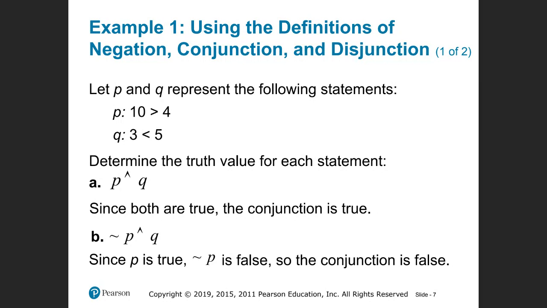P and Q, well, 10 is greater than 4, 3 is less than 5. So the truth value for the conjunction is true. For not P and Q, since P is true, not P is false. So going back to the previous screens, we see that the conjunction, not P and Q, would be false because one of the statements is false.